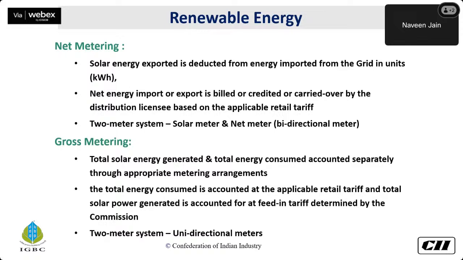But in gross metering, both the sources, renewable energy and the grid, are charged at different tariffs. And based on the difference of the amount, you will be billed. So if you are generating 100 units of solar and consuming 200 units from the grid, then 100 will be charged at 3 rupees and 200 will be charged at 8 rupees. Now, the difference of both is what you have to pay.